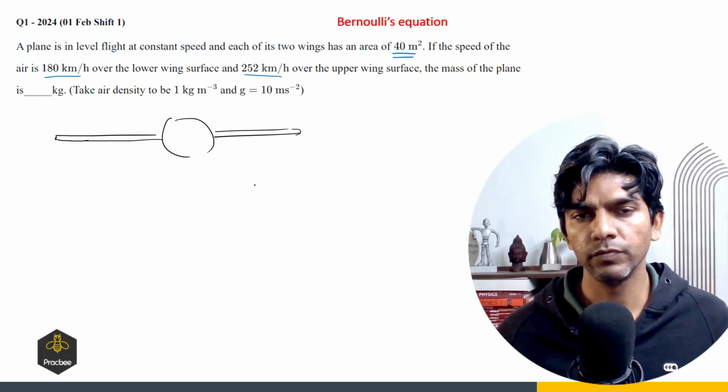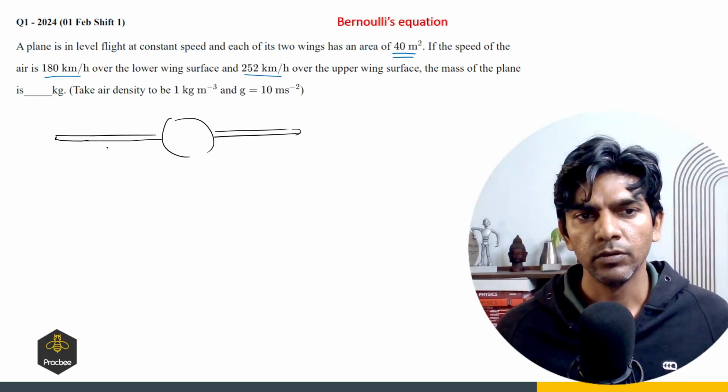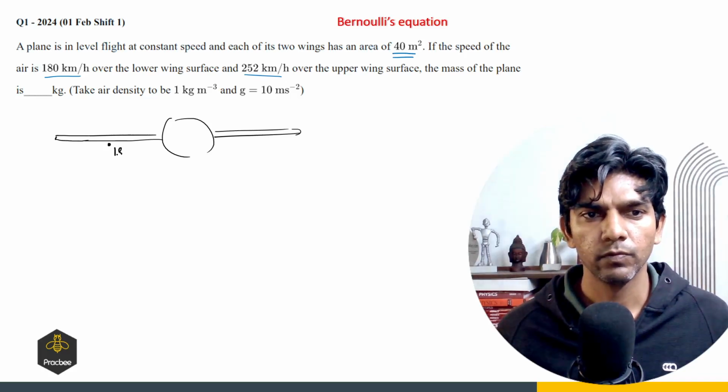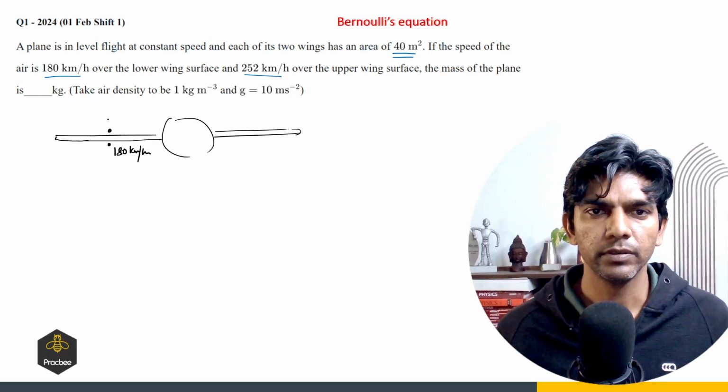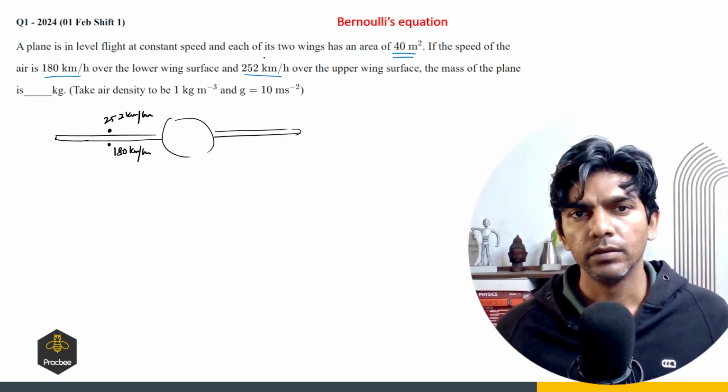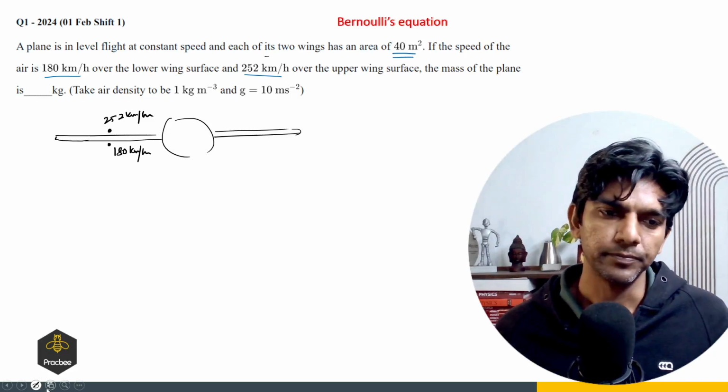So this is a cross-sectional view of the plane. On the lower surface here, the speed is 180 kilometer per hour. At the top, it is 252 kilometer per hour. Each of its wings has an area of 40 square meter.